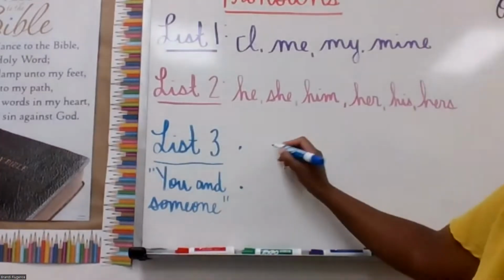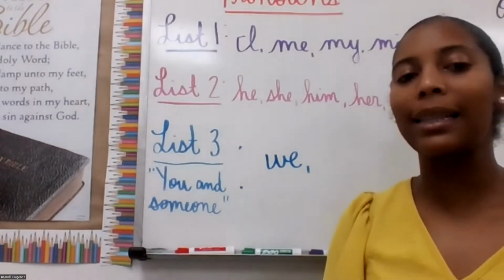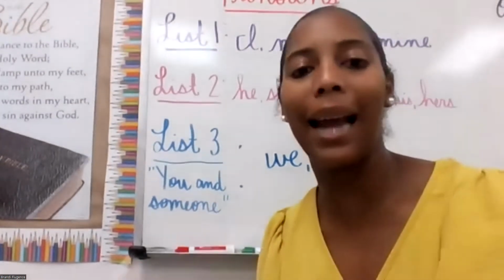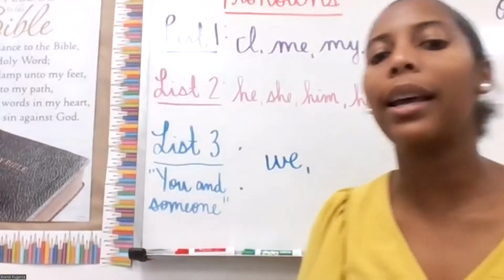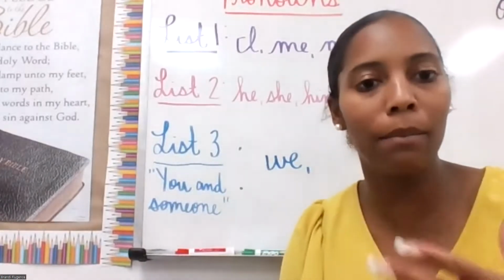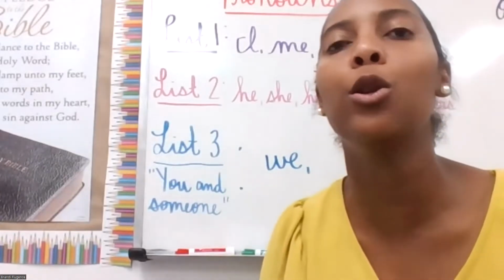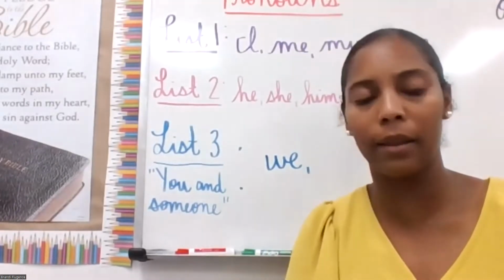We. I could say we. So I don't want I. I didn't even want I, guys. I wanted to take out Mom and I, I want to take all of that out, and I can just say we went to the store because we is me and Mom. So we is a pronoun that will replace you and someone's name together.